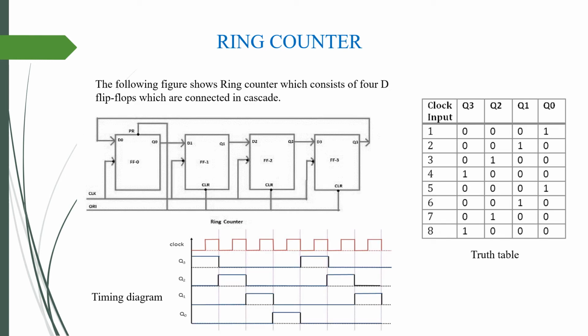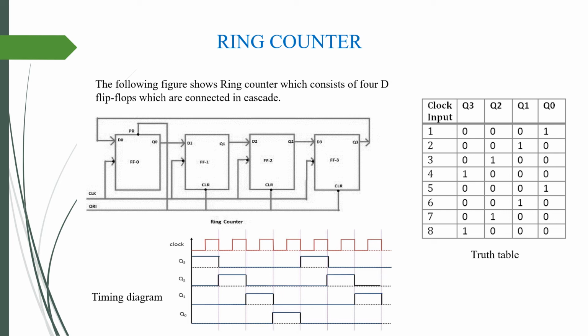Figure shows ring counter. It consists of 4 D-type flip-flops which are connected in cascade. The output of the first flip-flop is given to the input of the next flip-flop. The output of the last flip-flop is given to the input of the first flip-flop. Thus, data circulates among the counter.